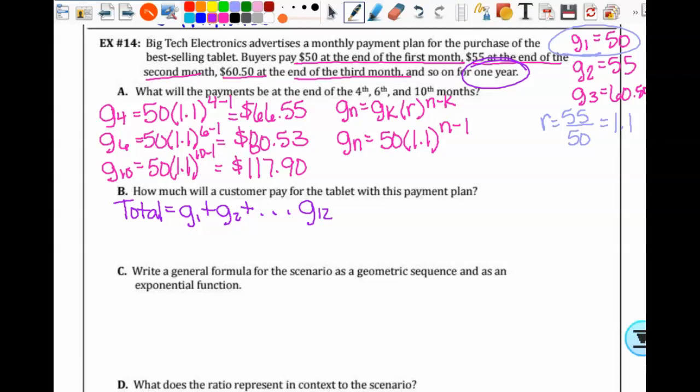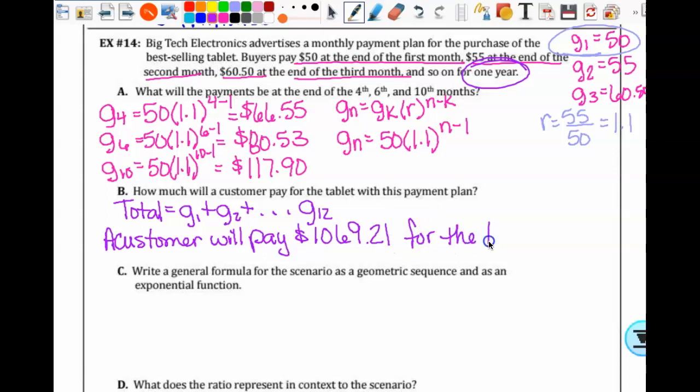All right, so we can say a customer will pay, is it $1,069, right? And 21 cents for the tablet with this payment plan.